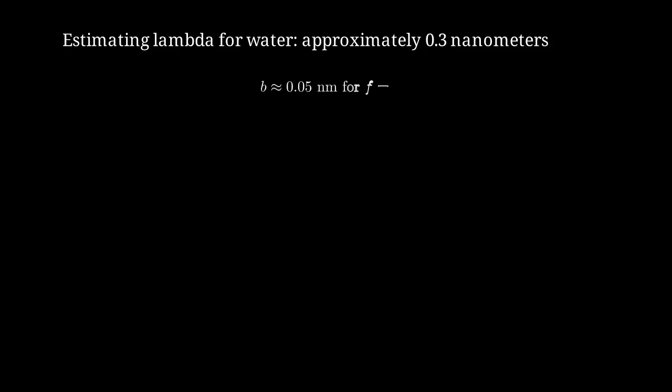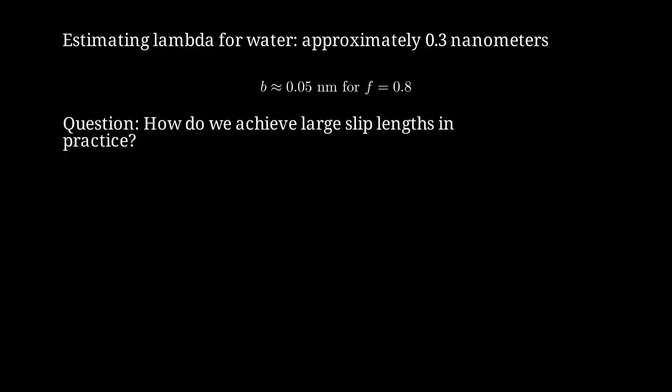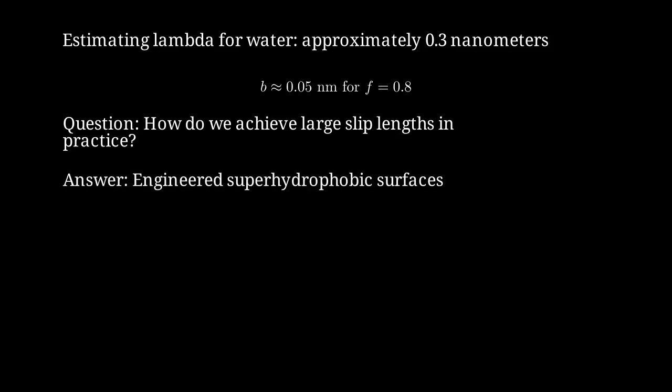This gives us a slip length of about 0.05 nanometers for F equals 0.8. This is quite small, which tells us we need very low F values to get significant slip. So here's an important question. How do we actually achieve large slip lengths in practical applications? The answer is engineered superhydrophobic surfaces.